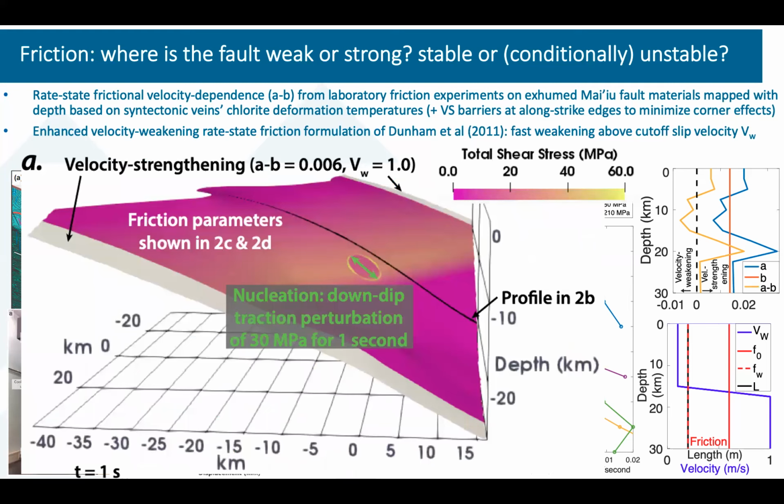And finally, here's just another example of what our fault model looks like. So again, I'm showing the total shear stress, and then this little patch here is how we impose our nucleation procedure. So for 1 second at the beginning of the model, we apply an overstress to apply an extra 30 MPa traction down dip that nucleates the earthquakes that we'll see in the subsequent slides.